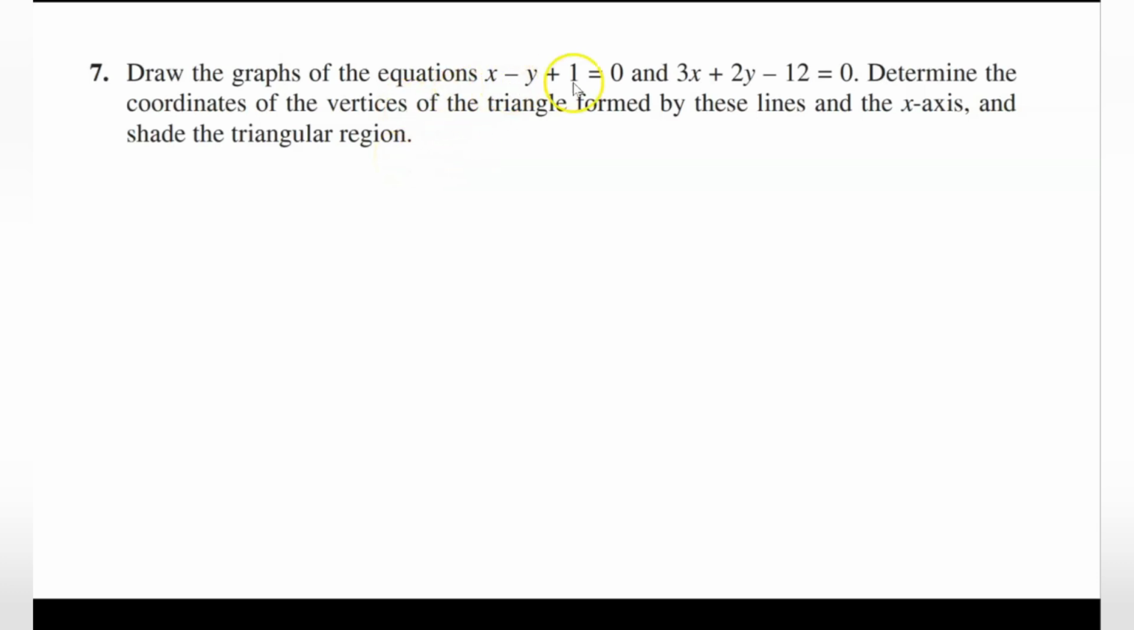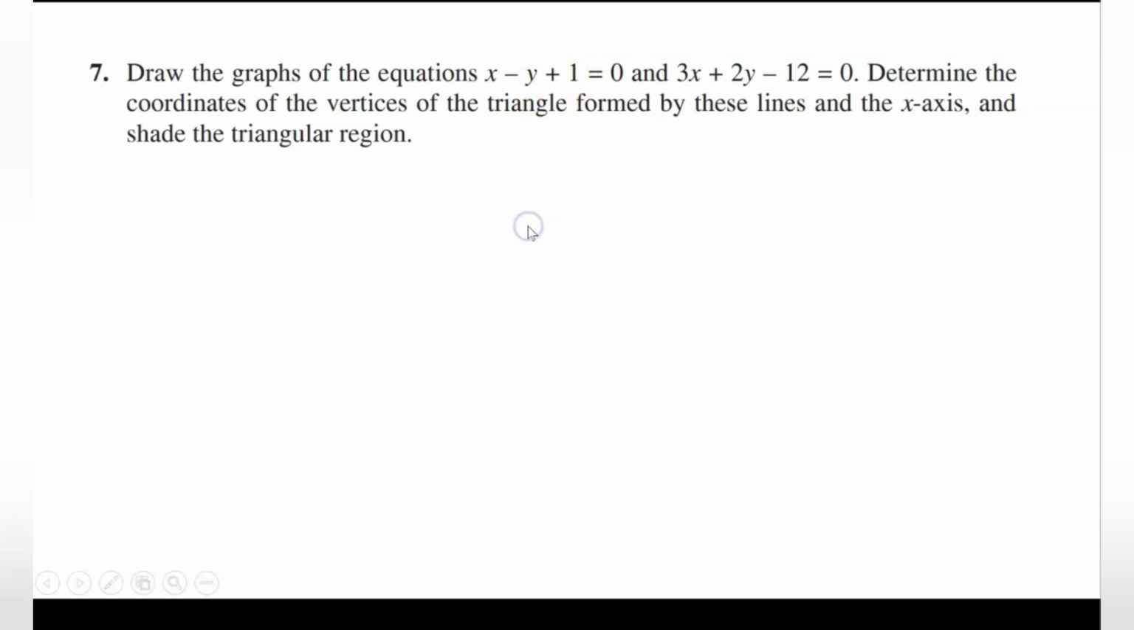We need to draw the graphs of these two equations, and these two equations will intersect at one point, and when they are extended, those two lines will meet the x-axis in two more points. So a triangle is formed. We need to find the coordinates of that triangle as well as shade the triangular region. Okay, so let us start with the first equation and find suitable points satisfying that equation.